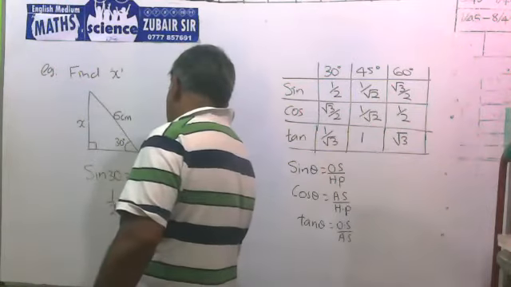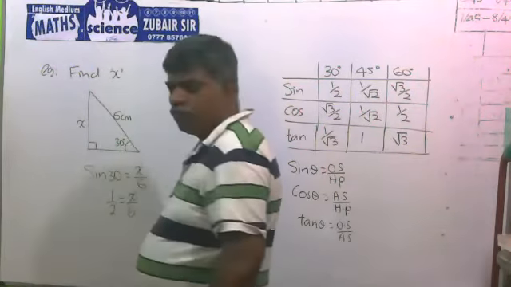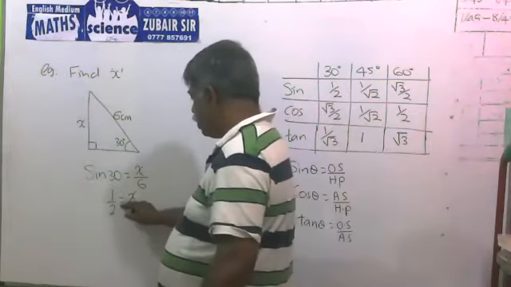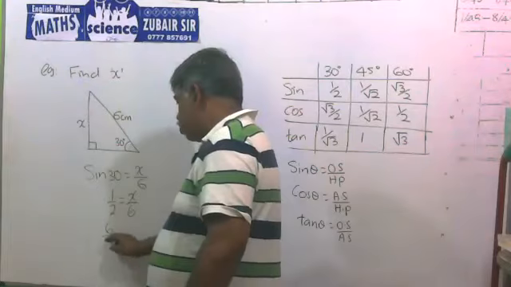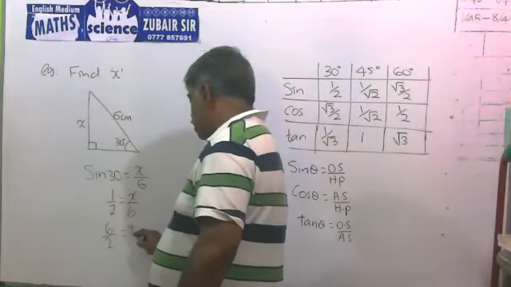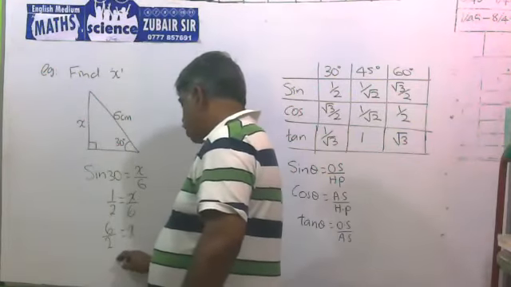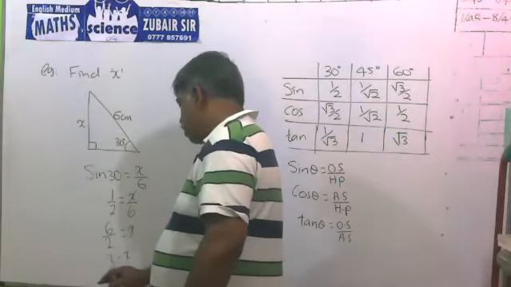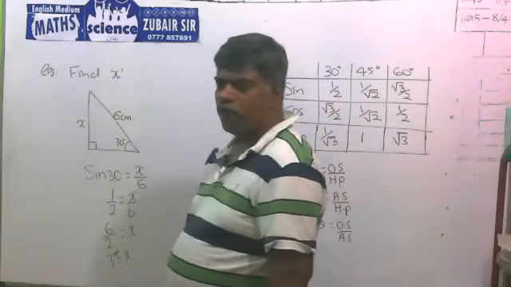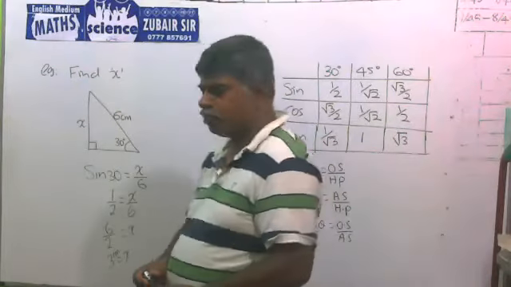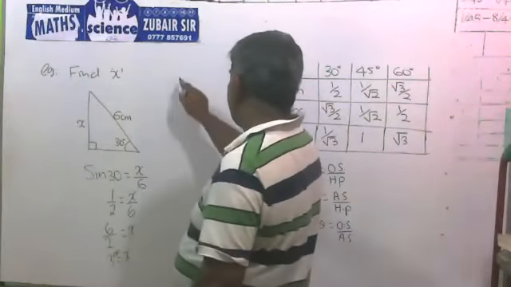Then half is equal to x over 6. Then we will multiply this 6 this way. So when you multiply the 6, 1 into 6, 6 over 2, that is x. Then x is equal to 6 over 2, that means 3. So x is equal to 3 centimeter. So like this we can find the x. So copy down this.